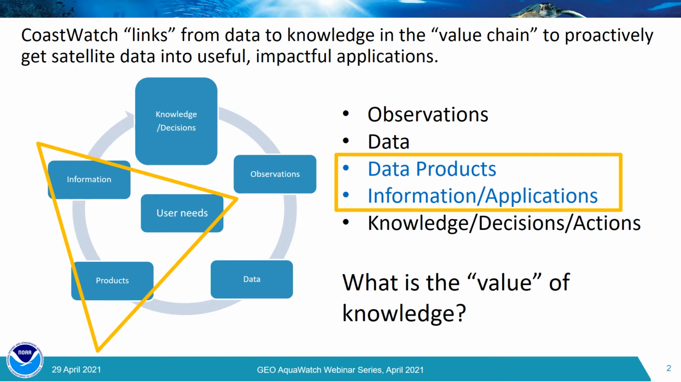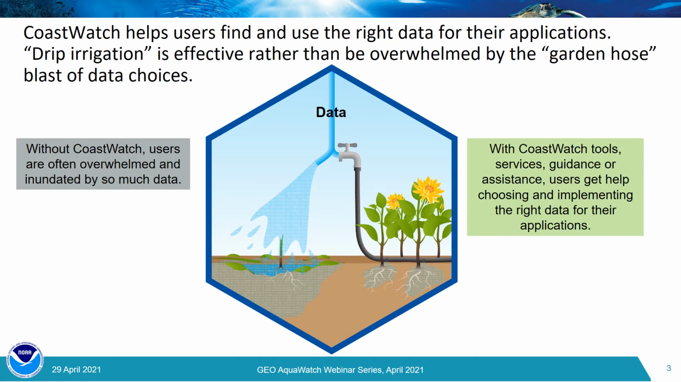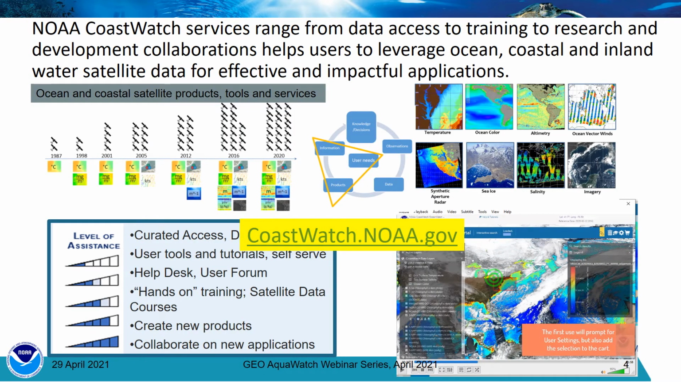CoastWatch exists to help people use ocean satellite data for knowledge and decisions that lead them to actions. CoastWatch has the tools, services, and guidance to help users find and use the right data for their applications. We do this through a range of services, from easy access to the data, through our data portal, for example, to hands-on training in our satellite data training courses, to collaborations on new products and applications, and then we help move the research into operations.